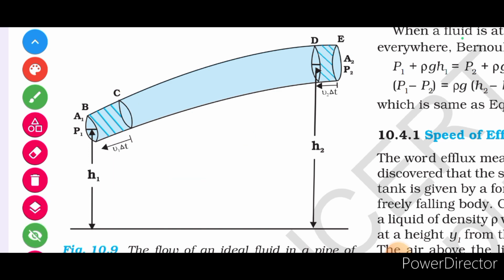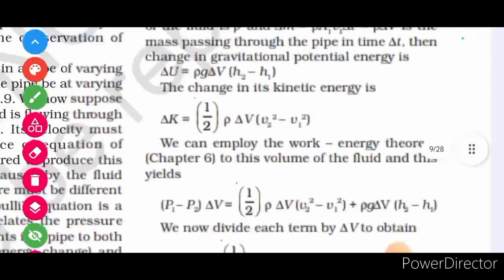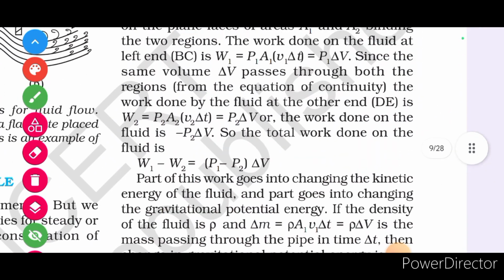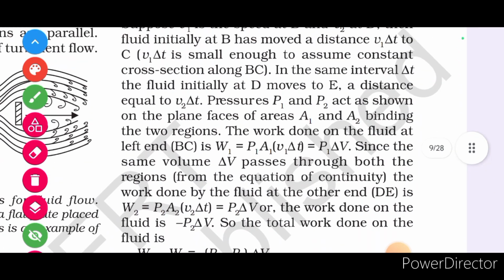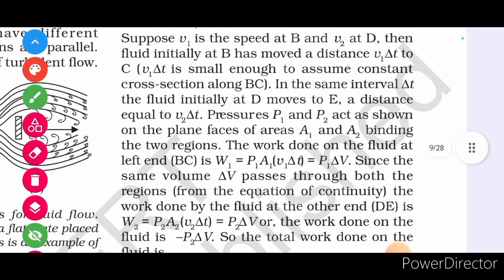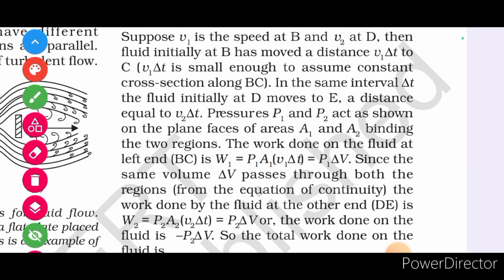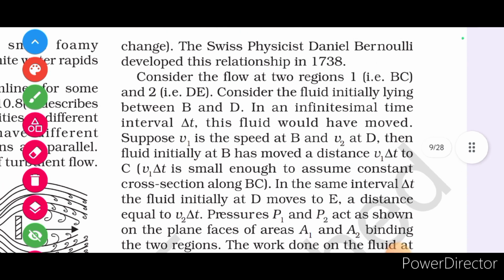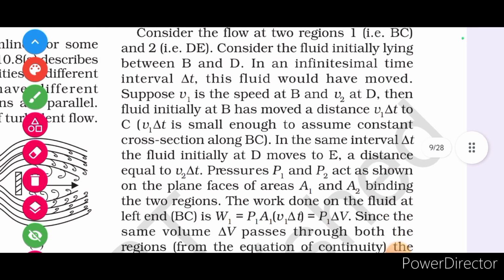Now, let's go further. This is what I have told you. V1 is the speed at B and V2 is at D. Then fluid initially at B has moved a distance v1 delta t to C, and v1 delta t is small enough to assume constant cross section along BC.